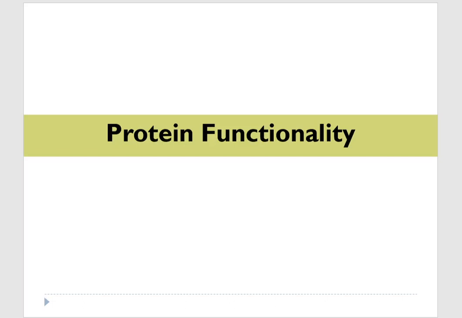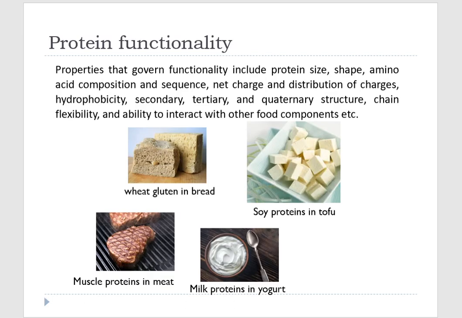We will continue with protein functionality. Protein functionality describes what the protein does from our point of view. Proteins generally have a great influence on the sensory properties of foods. The physical and chemical properties influence the functionality of proteins in food systems during processing, storage, preparation, and consumption.